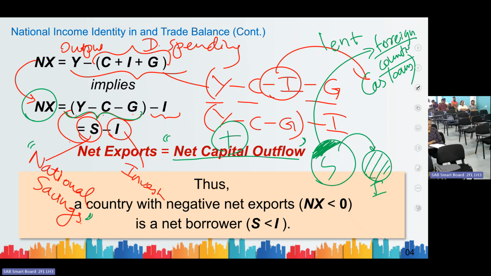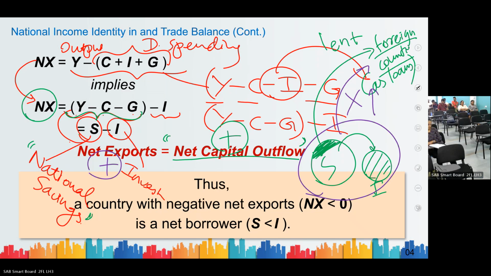So using that amount they have borrowed, foreign countries can import goods and services from Sri Lanka. So Sri Lanka's exports will go up. Therefore, net exports also will improve, will be positive. When net capital outflow is positive, by the same amount, net exports also will go up. That is the rationale.